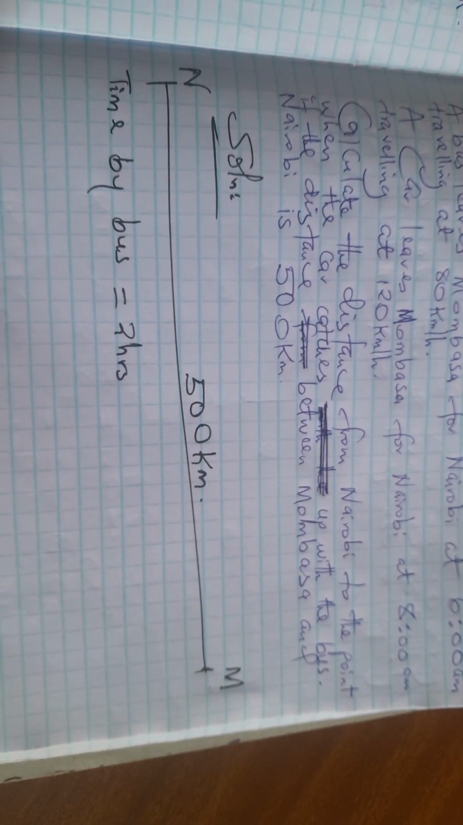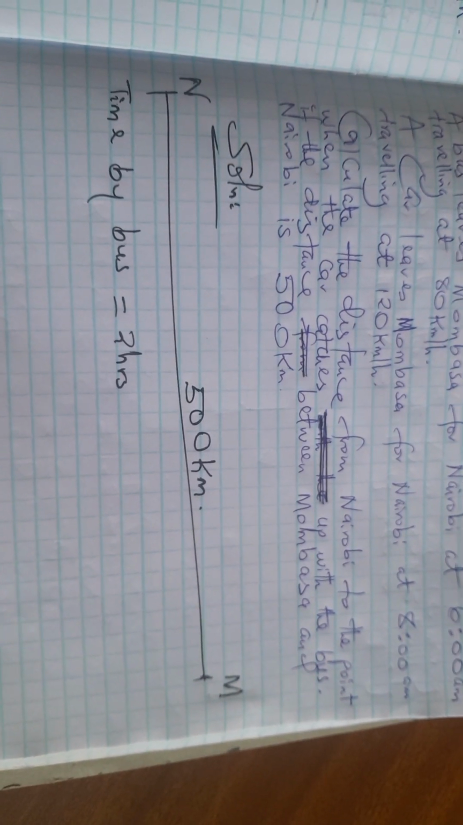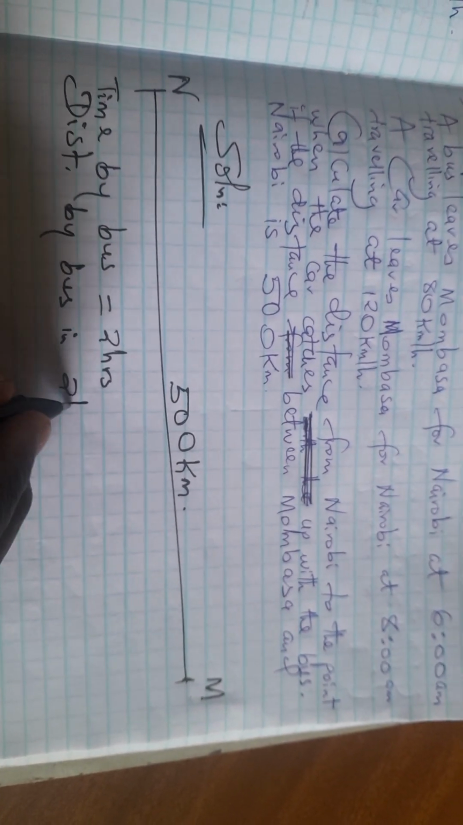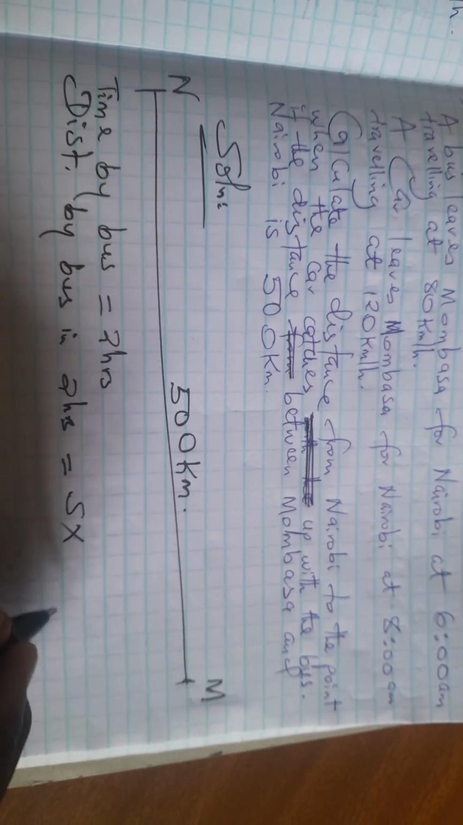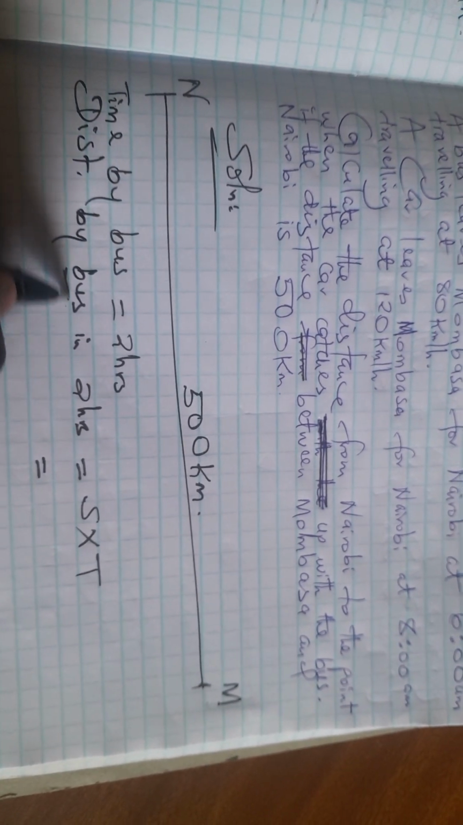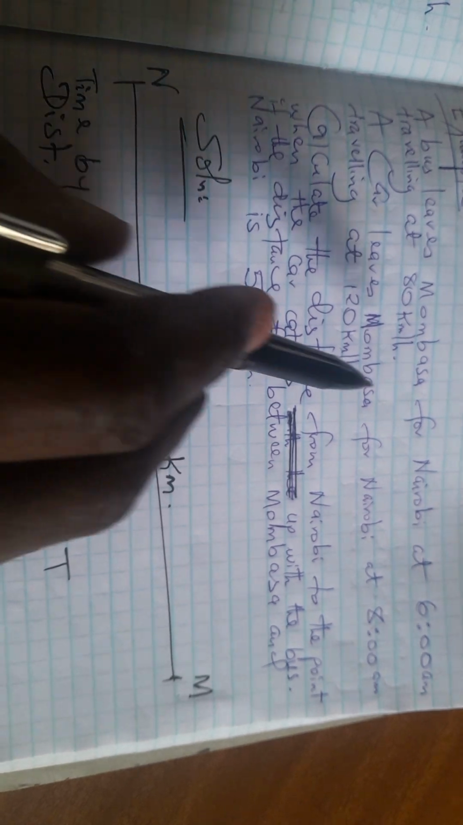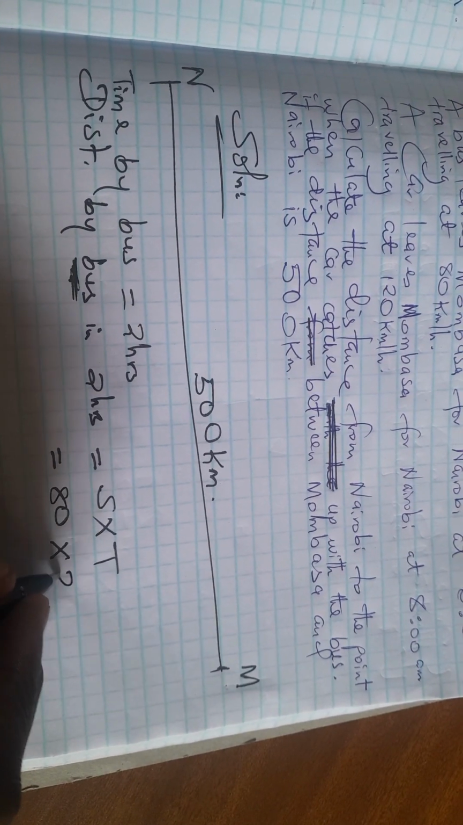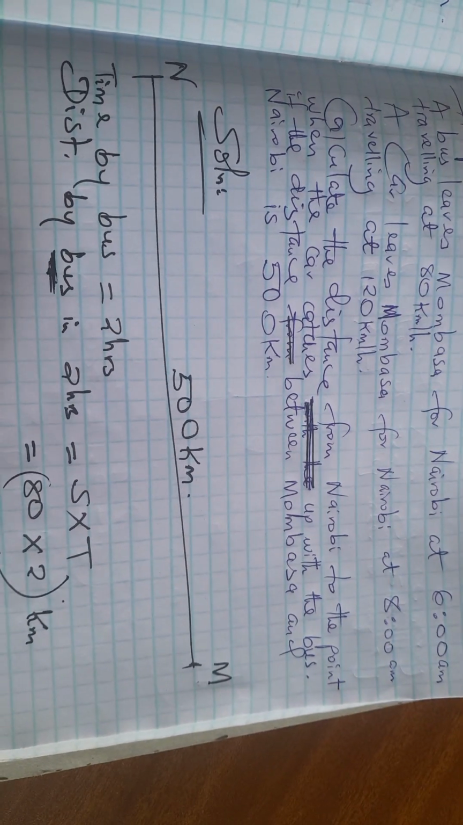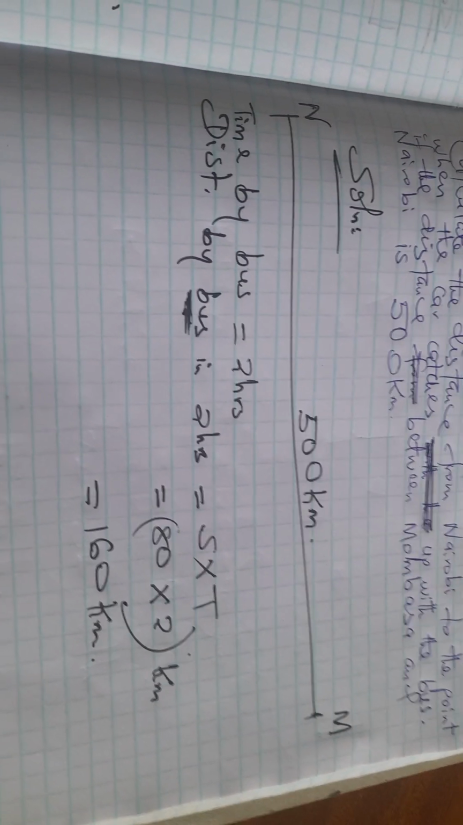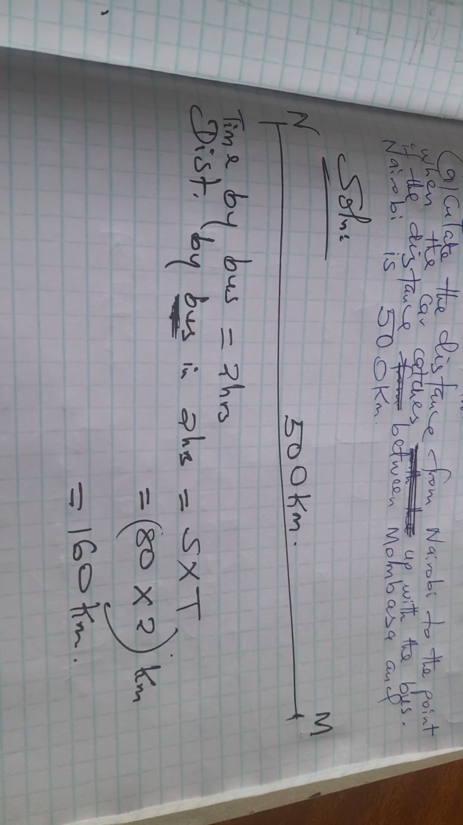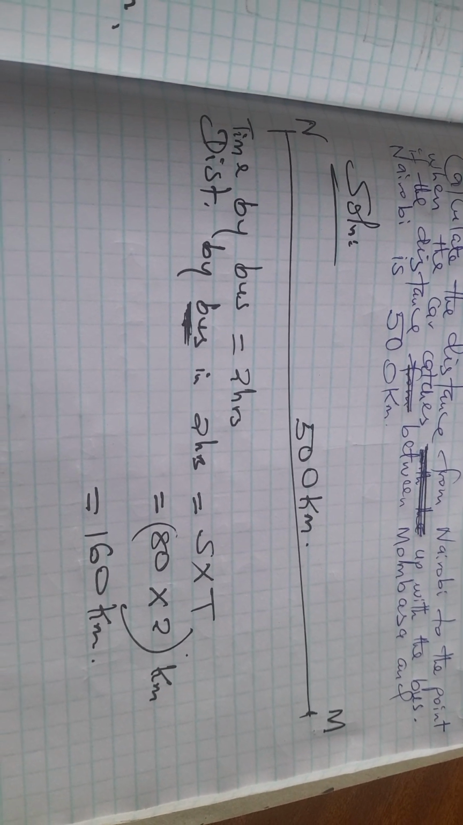And in these 2 hours, we can get the distance covered by the bus. Distance covered by bus in 2 hours. Distance is given by speed times time. The speed of the bus here is 80 kilometers per hour. So you take 80 times 2 hours. So that distance is 160 kilometers. So what does this tell us? That the bus is 160 kilometers ahead of the car. Or just when the car starts moving from Mombasa to Nairobi, the bus has already covered 160 kilometers.